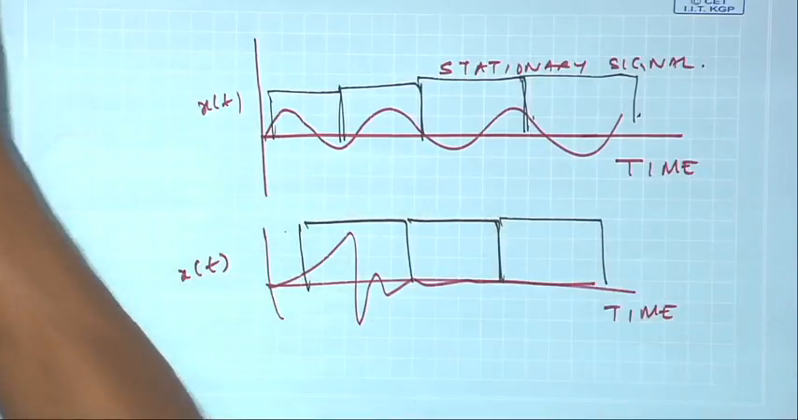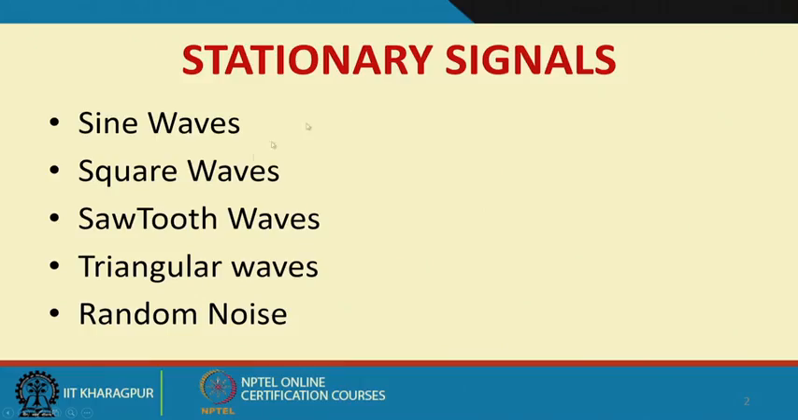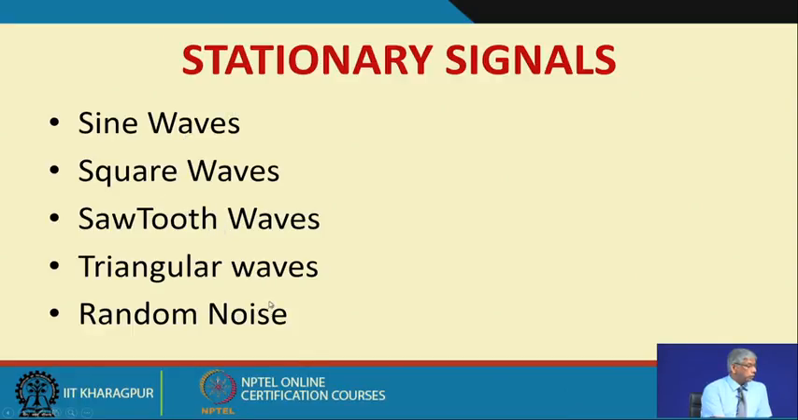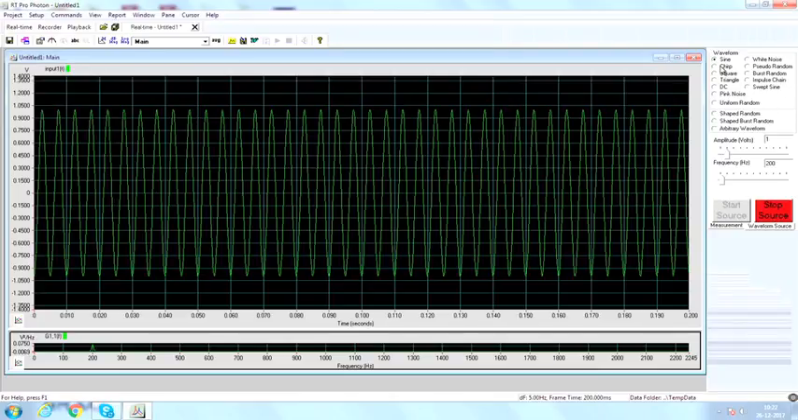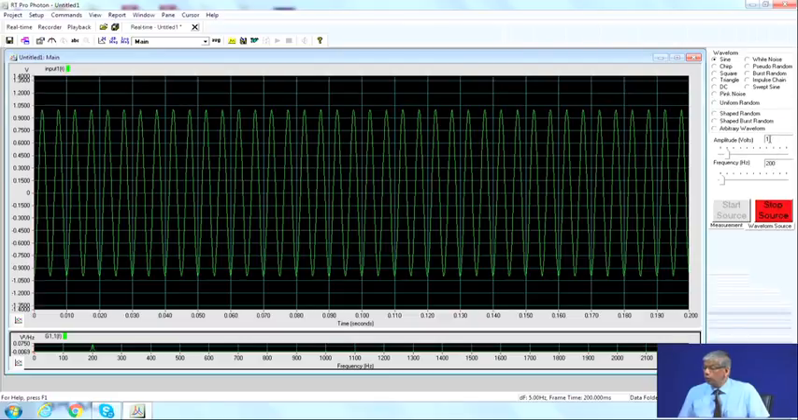Some of the stationary signals are sine waves, square waves, sawtooth waves, triangular waves, and some random noise. I will describe to you, for example, here I have a signal generator wherein I can generate a sine wave of 1 volt peak amplitude, and 200 hertz. I can just stop the source.